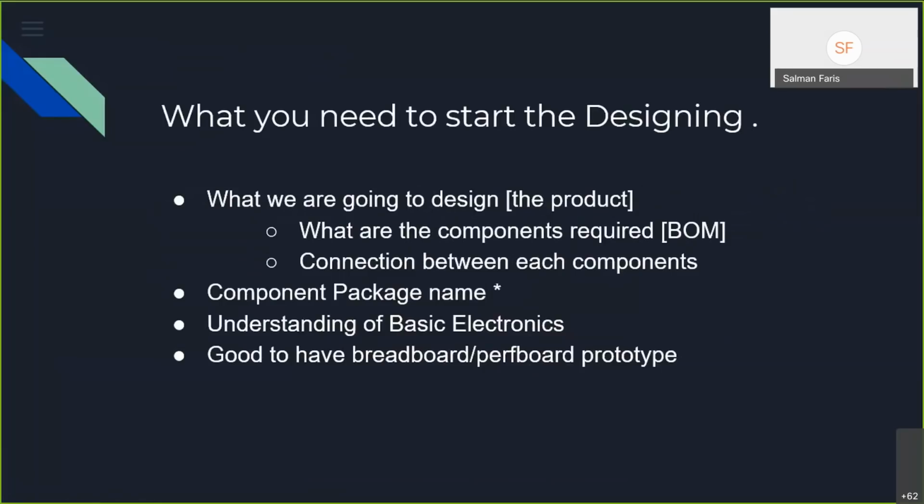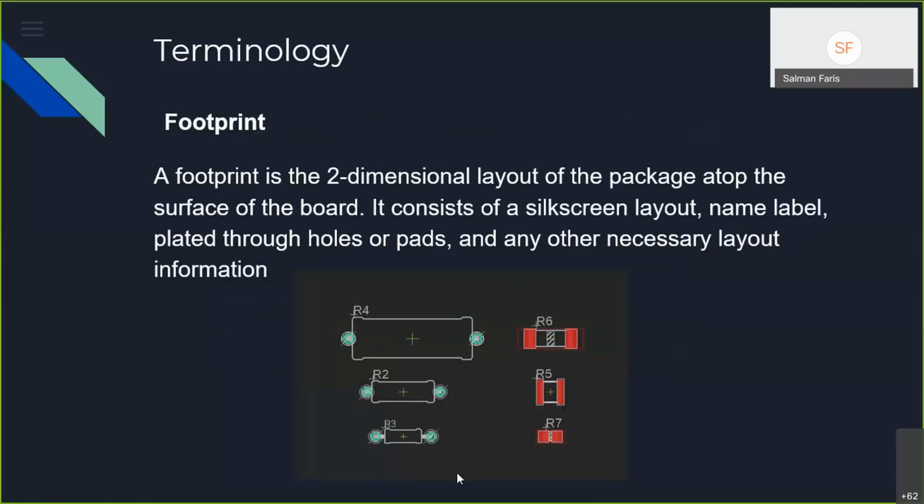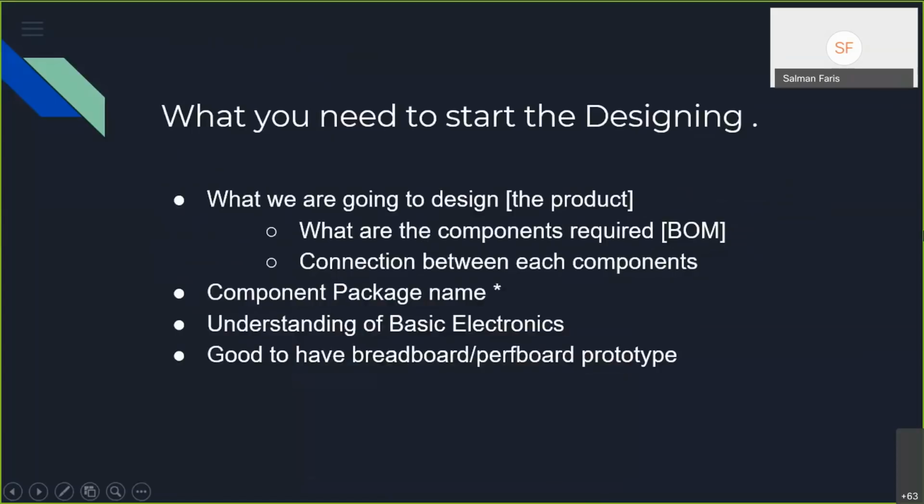Next, before designing a PCB, we need some materials in hand. The first thing we need is a BOM, called a bill of materials. It lists what we are going to use, like which package we will use for the resistor and which package for the capacitor and everything. Everything needs to be clear before we design a PCB. So first we need a bill of materials, and we also need an understanding of the connections between the components.